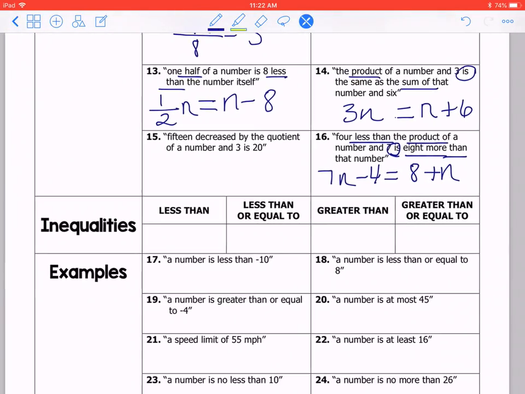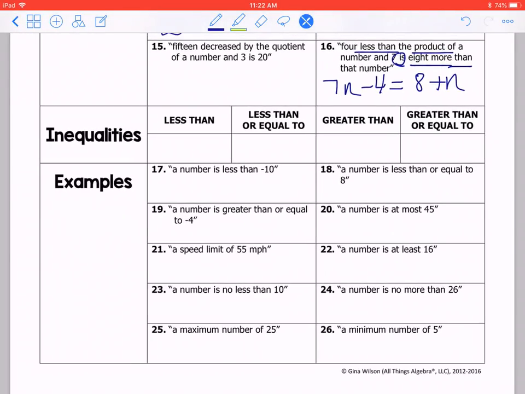The bottom is inequalities, so let's review inequality signs first. Less than has the point to the left. Less than or equal to has the line underneath. Greater than has the point to the right. And greater than or equal to also has the equal to line underneath. Examples of this. A number is less than 10. I'm still going to use n. Choose which inequality sign, so less than, and 10.